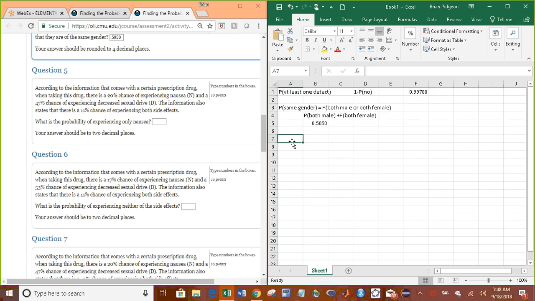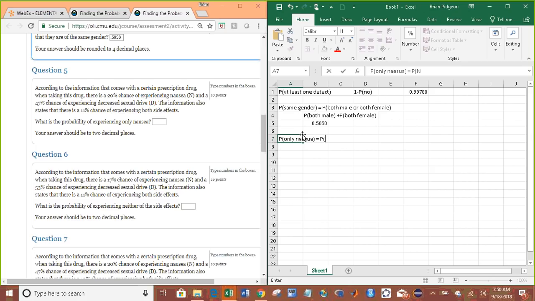So what it says is that there's a 20% chance of experiencing nausea. Let me see if I can get a Venn diagram. Hold on. I couldn't get a Venn diagram. So we're just going to look at it like this. We want only nausea to occur. So the probability of only nausea is going to be the probability of nausea in general. I know that sounds a little bit weird because it sounds redundant. But this probability here, where it talks about the probability of nausea, that's including the intersection of nausea and experiencing decreased sexual drive. Basically, experiencing both situations at the same time.